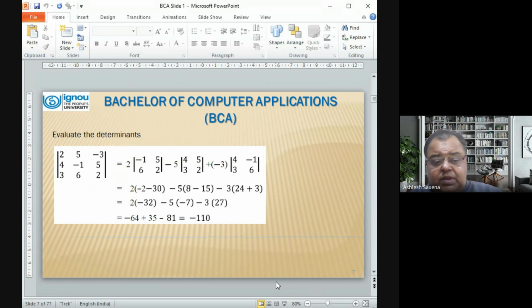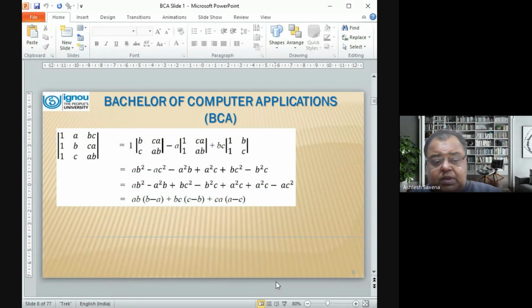Is that clear? This is the exact method of solving the determinant problem. Okay. Now, this comes with the same thing.